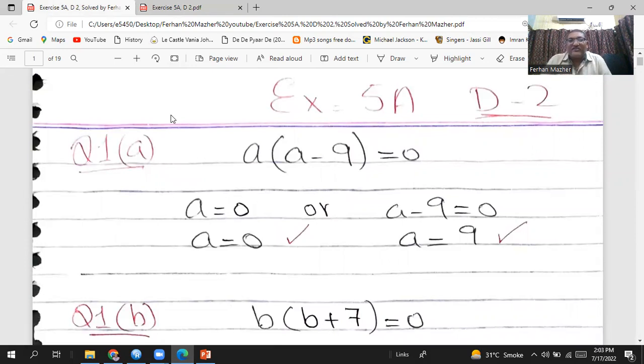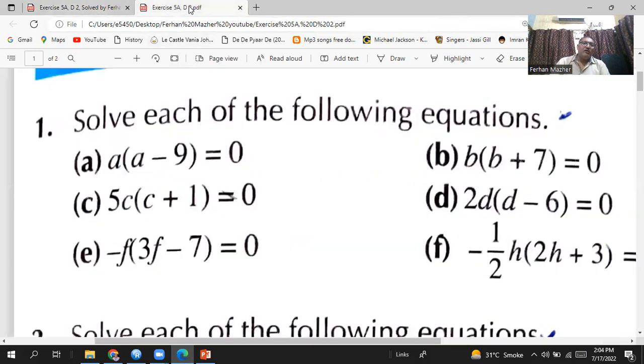So a equals 0, that's one of the values of a. And a minus 9 equals 0. The minus 9 will go to the other side and become positive 9. So a equals 9. The solution of this equation, solution means the value of that variable, so there are two values of a. One is 0 and the other one is 9.